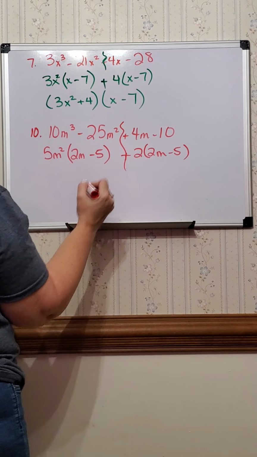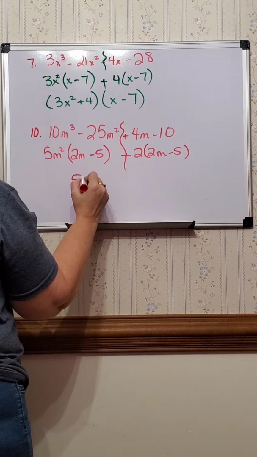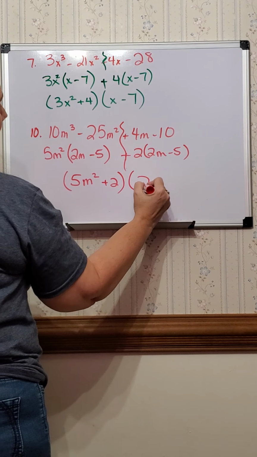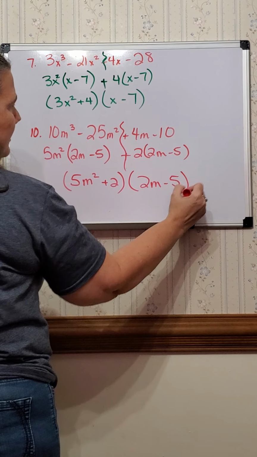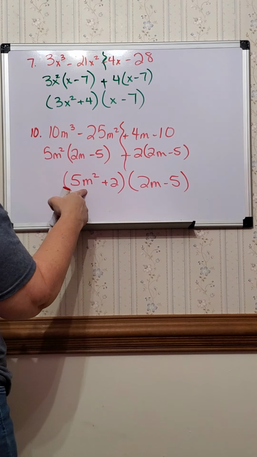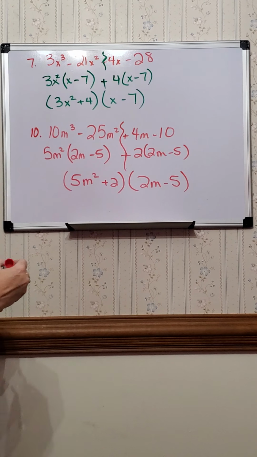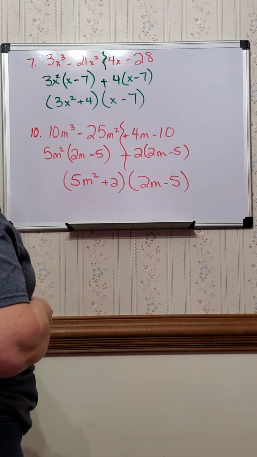This is a plus sign coming down. That leaves me 5m squared plus 2 times 2m minus 5. And if I look at it, if I take this 5m squared and that 2m, multiply it together, that's going to give me that 10m to the third power.